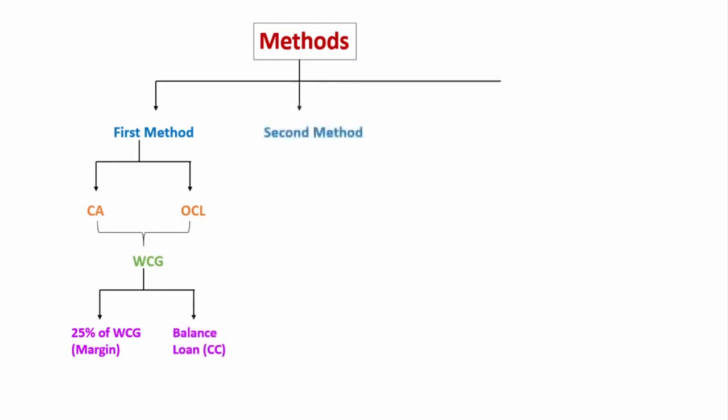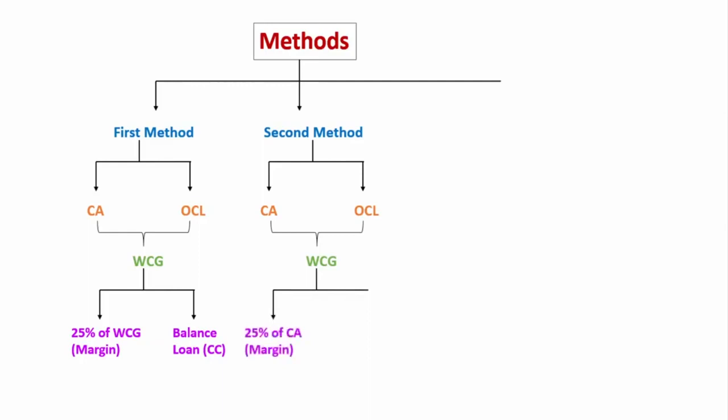Then comes the second method, where current assets and other current liabilities will be compared. It means a portion of current asset is funded by other current liabilities, so there is a working capital gap. This has got to be funded, but in this, one portion should come from owners, and that is mentioned as 25% of current asset.